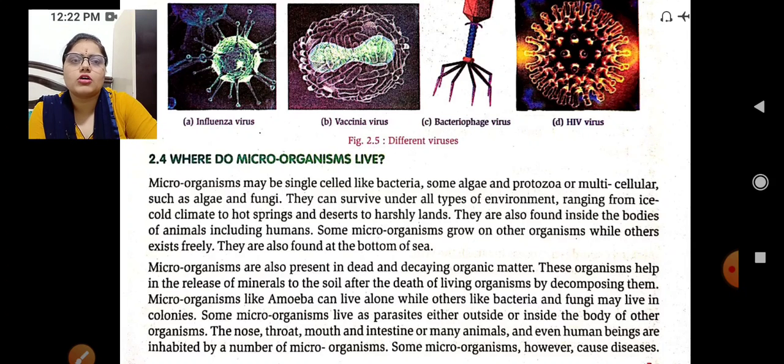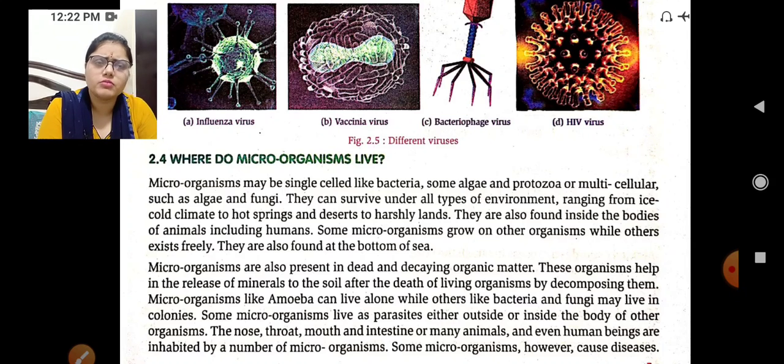Some microorganisms however cause disease. Some are not harmful, but some of them are very harmful, and they cause disease in our body through the nose, mouth, intestine and throat, where they are present. So some of them are harmful, some are not so harmful. Clear? So this is about where microorganisms live.